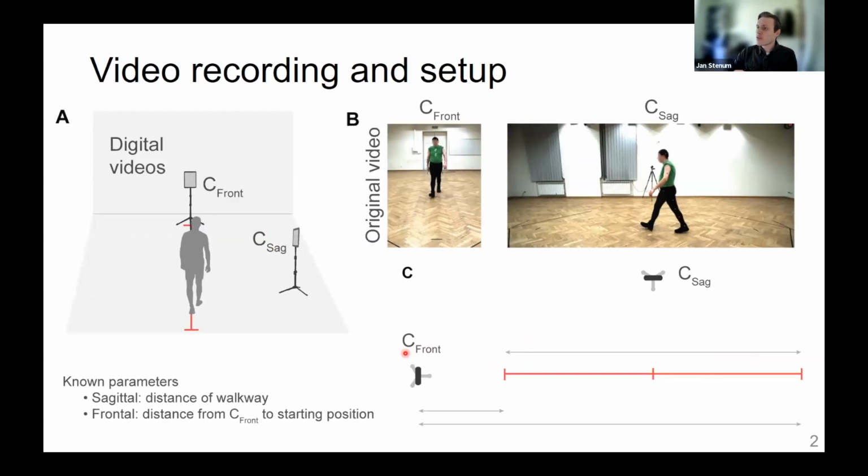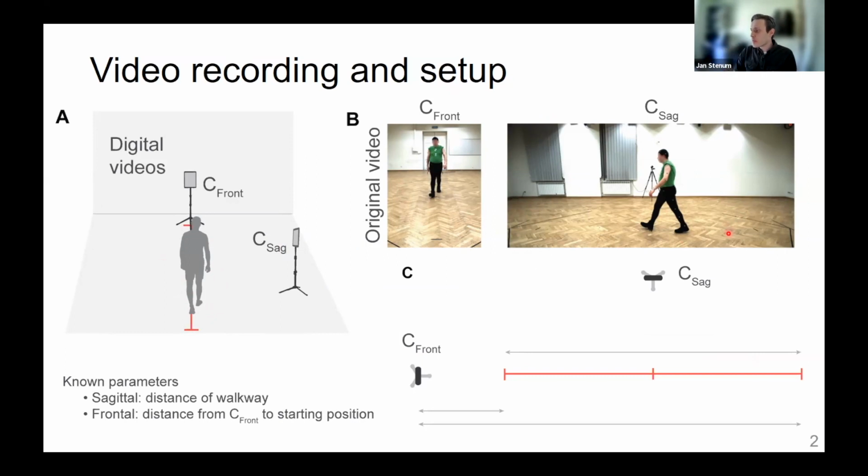So the recording would look like panel A here on the left, where a person walks on a walkway shown here by the red line on the floor. And there are two tablets in this example mounted on tripods that record either a frontal view of the person or a sagittal view, as shown here in panel B.